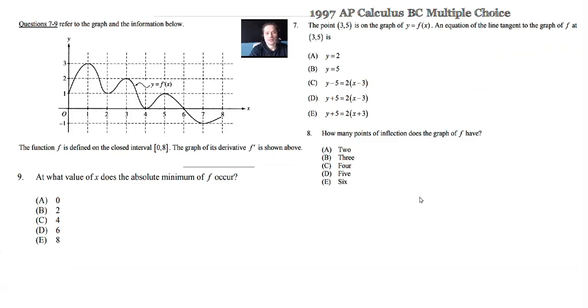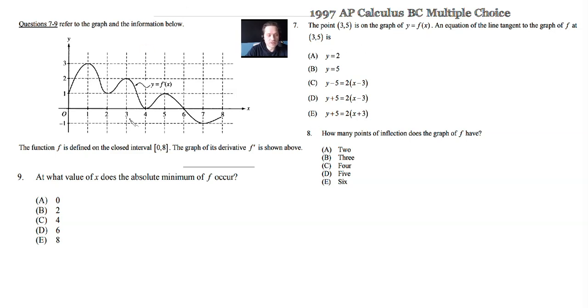Take a look at answering these questions, 1997 AP Calculus BC multiple choice questions. The first one says part 7 is based on this graph. It says function f is defined on the closed interval 0 to 8. The graph of its derivative f prime is shown above. Question 7 says the point (3,5) is on the graph of this function. An equation of the tangent line to the graph of f at (3,5) is as given.